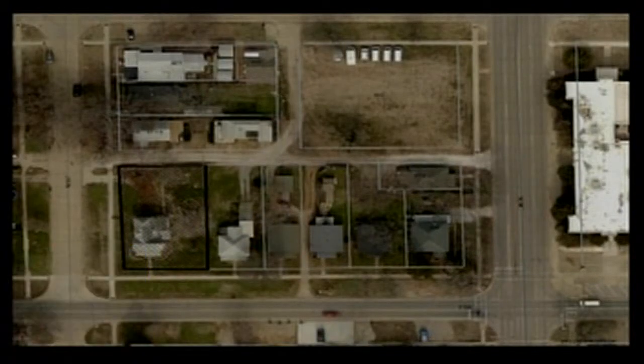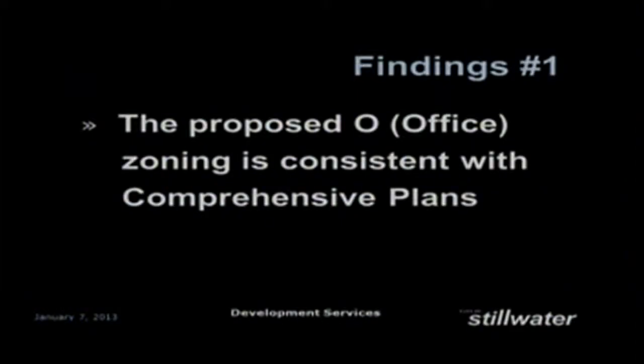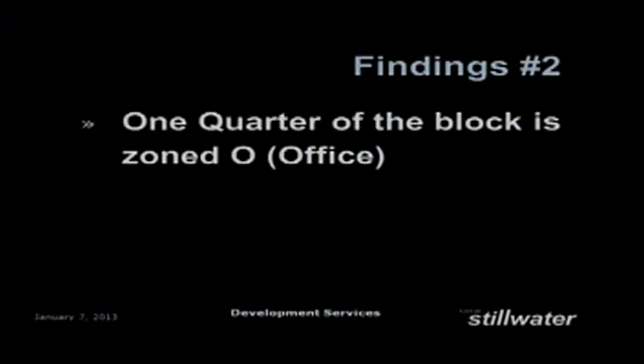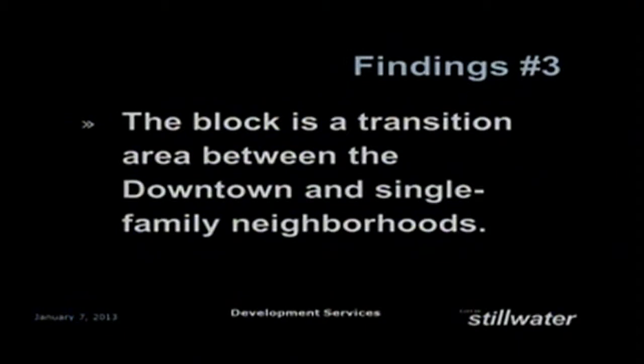The current structure on the property is a single-family residence. I believe the plan is to demolish this structure and build a 2-story building with offices on the ground floor and living quarters above. This is considered mixed use, which is a use by right in the office zoning district. Findings include the proposed office zoning is consistent with the comprehensive plan. A quarter of the block is already zoned office. The block is a transition area between the downtown and single-family neighborhoods. And that's it. Are there any questions?